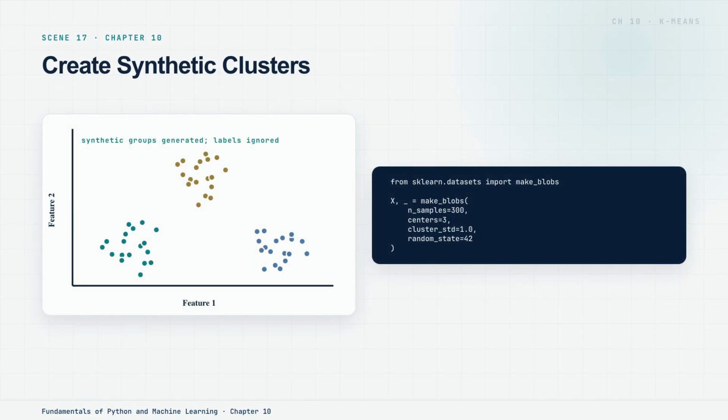We can use make_blobs to generate numerical data for a clustering demonstration. We request 3 underlying centers and 300 observations. The function can return known labels because the synthetic data generator knows how the points were created. However, we intentionally ignore those labels during K-means training. The clustering model receives only X. This demonstrates the unsupervised workflow. Feature measurements are available, but the target labels are not supplied to the estimator.